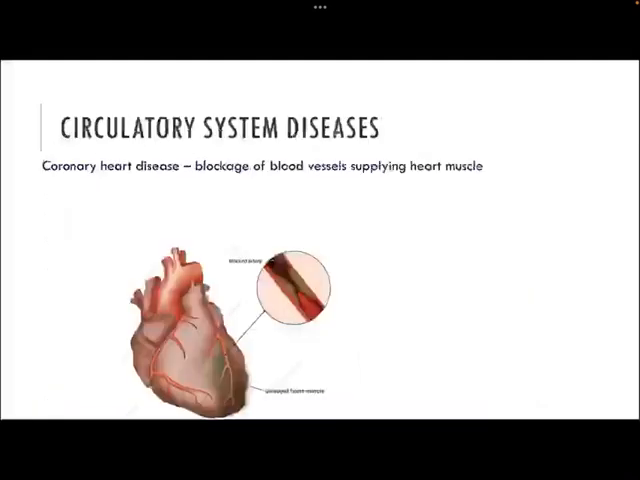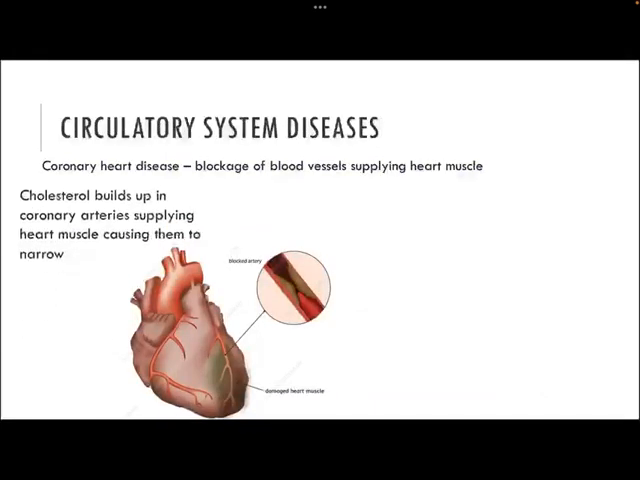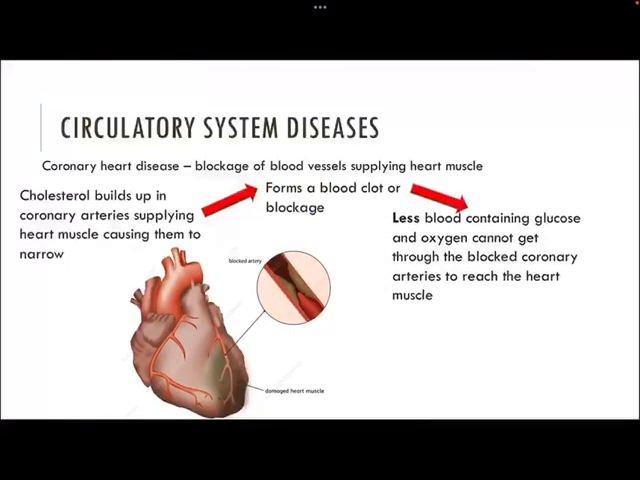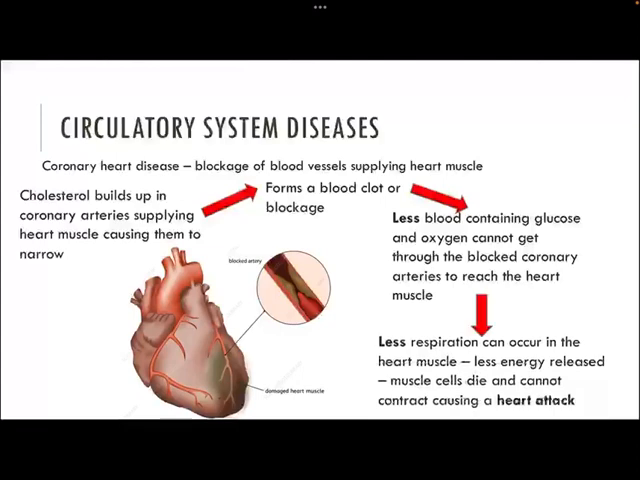Diseases of the circulatory system. Coronary heart disease is when there is a blockage of blood supply supplying the heart muscle. So the coronary arteries become narrow. The cholesterol builds up in the coronary arteries, causing them to narrow. If that is happening, then it could form a blood clot or a blockage in those arteries. That means that there's less blood containing glucose and oxygen getting through the blocked coronary arteries to reach the heart muscle. So that means less respiration can occur in the heart muscle, so less energy can be released. The muscle cells die and cannot contract, and that causes a heart attack.